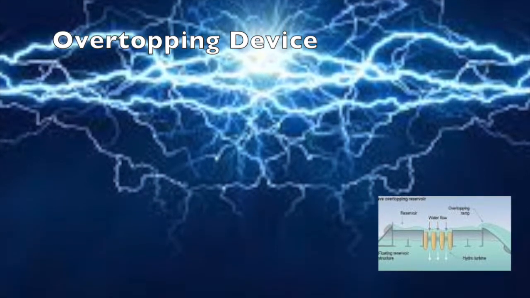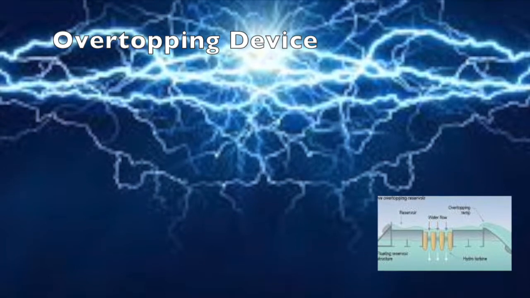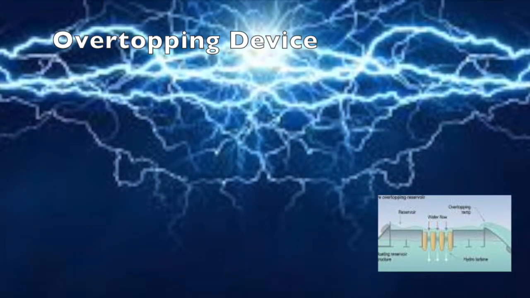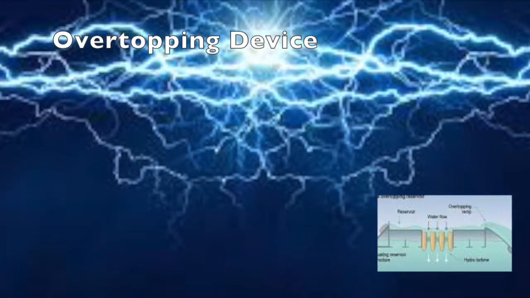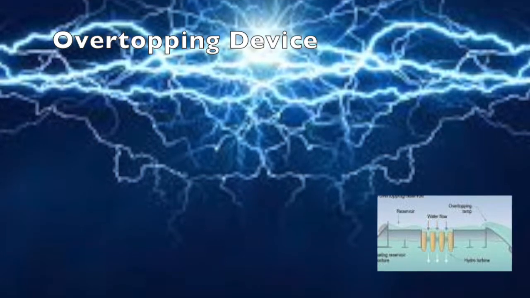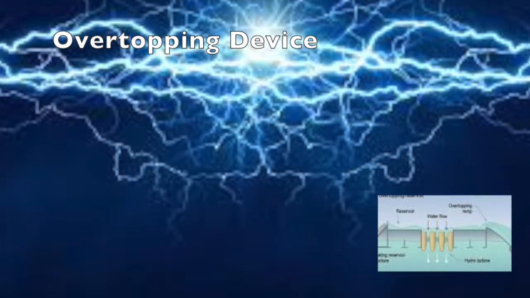Finally is the overtopping device, where this device causes a floating reservoir while the waves break over the walls of the device. This reservoir creates a head of water, which then creates a pressure that causes the hydro turbine to move. And while the hydro turbine moves, it causes electricity.